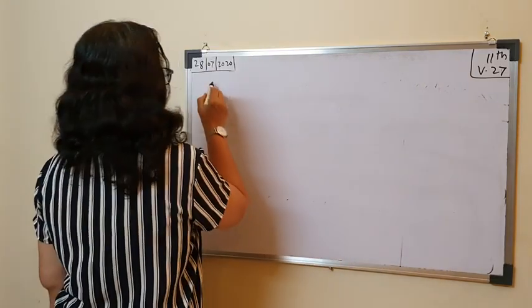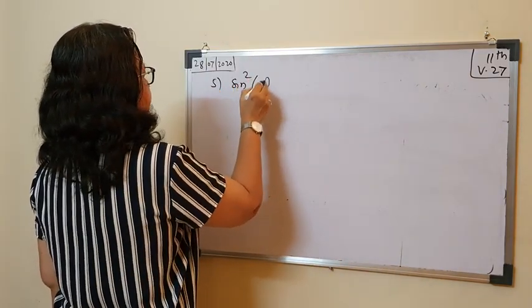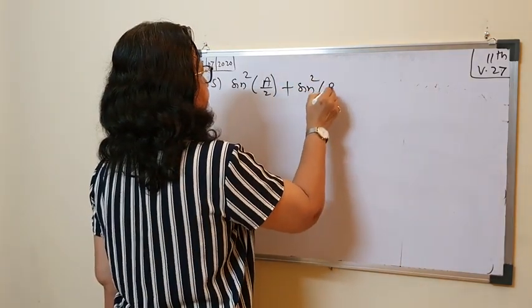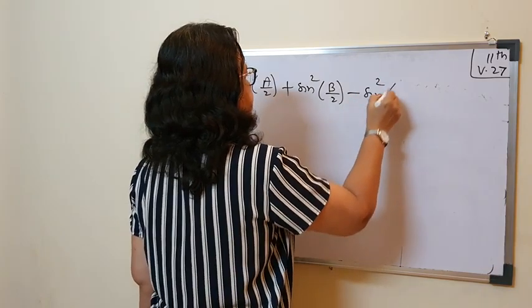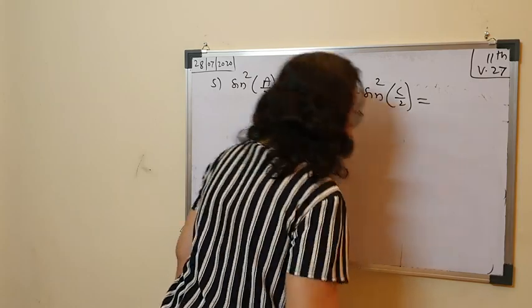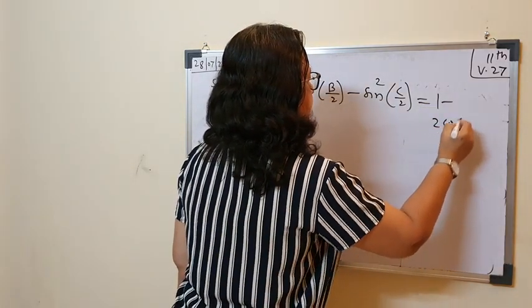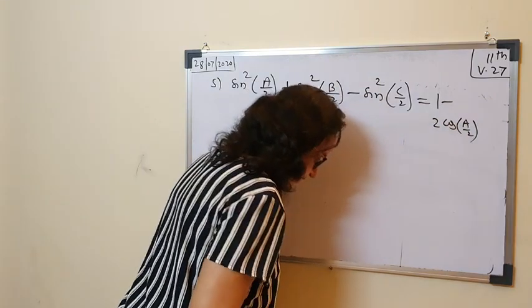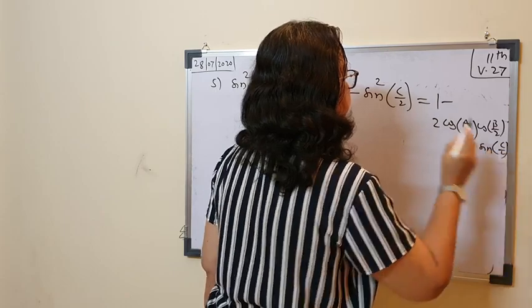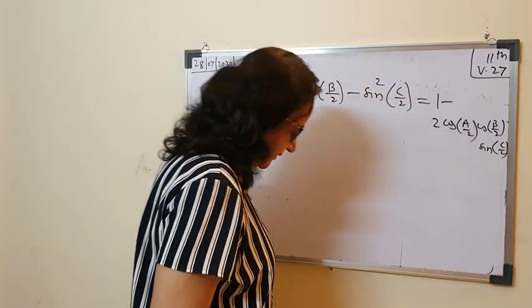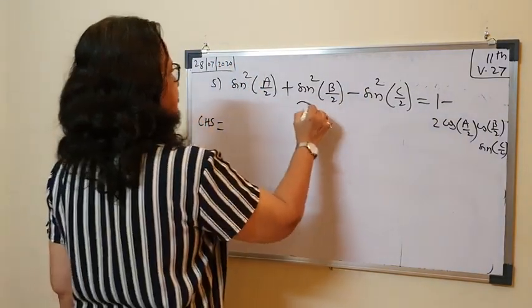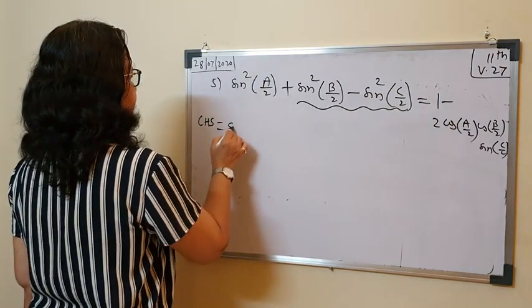Then number 5: sine square A by 2 plus sine square B by 2 minus sine square C by 2. You have to prove this is equal to 1 minus 2 cos A by 2 cos B by 2 sine C by 2. I think we should try it on similar lines. Last two terms are underlined. First term I will not change.